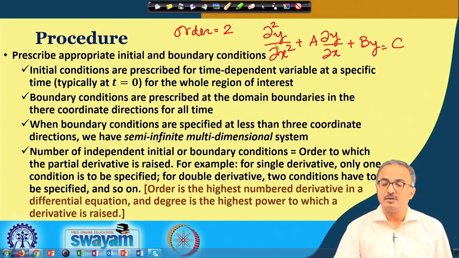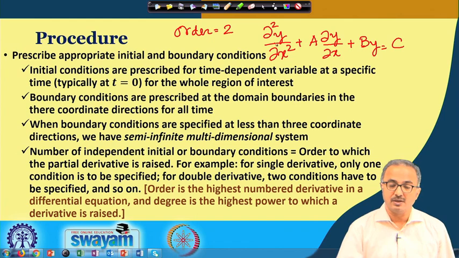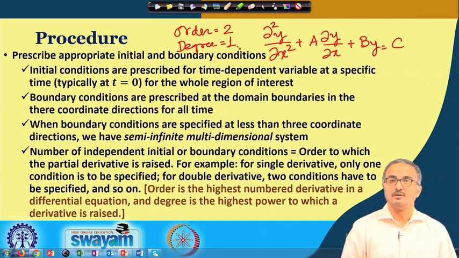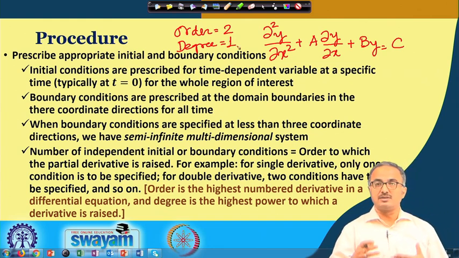Okay. Now if I say what is the degree of this equation, again you have to see that the degree is the power to which the highest-order derivative is raised. The highest power is again here 1. Okay, so degree is 1. I hope that you can understand how we decide the order of an equation and degree of an equation.